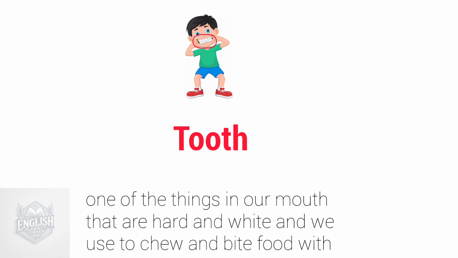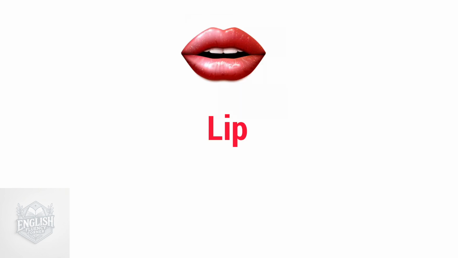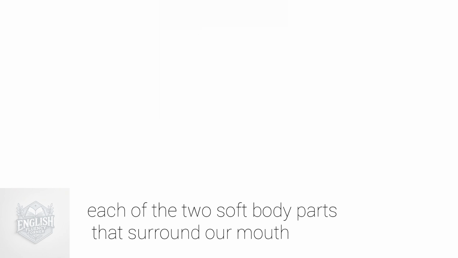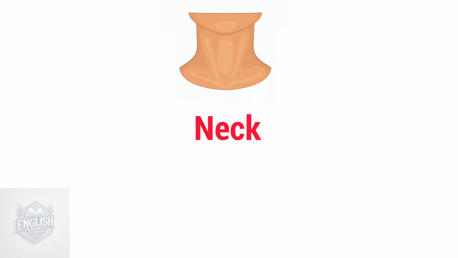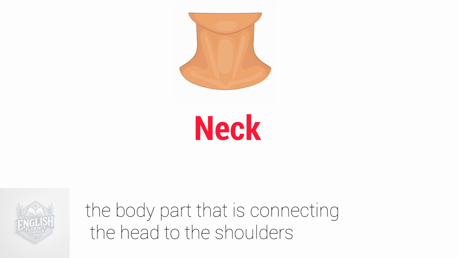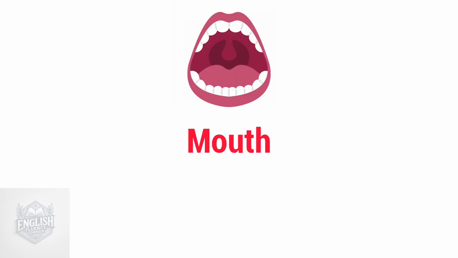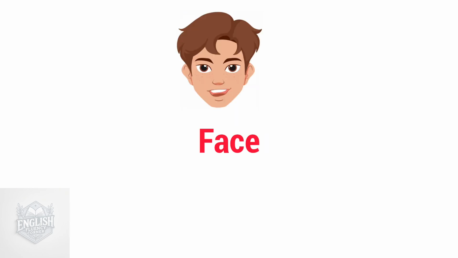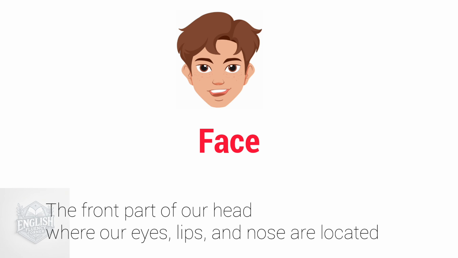Lip. Each of the two soft body parts that surround our mouth. Neck. The body part that is connecting the head to the shoulders. Mouth. Our body part that we use for eating, speaking, and breathing. Face. The front part of our head, where our eyes, lips, and nose are located.